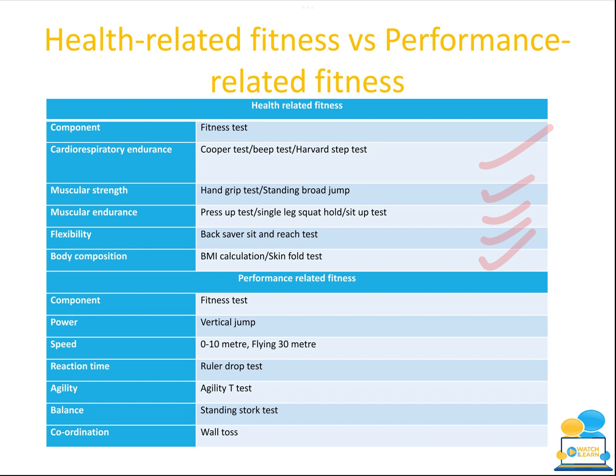Then we are moving into our PRF. So power, so in the lower body is vertical jump. Speed 0 to 10 meter, or we have the flying 30 meter sprint test. So certain sports will favor the 0 to 10 meter test and compare their result against the norms. Others will prefer the flying 30 meter test. Depending on what demands are involved in the sport, the coach or the athlete will choose to do one of those two tests, or sometimes even both. Reaction time, ruler drop test, very often that can be also measured using a smart device app, a reaction time app. There's loads of them out there. Agility, we have the agility T test, balance, standing stork, and lastly wall toss test will measure the coordination.